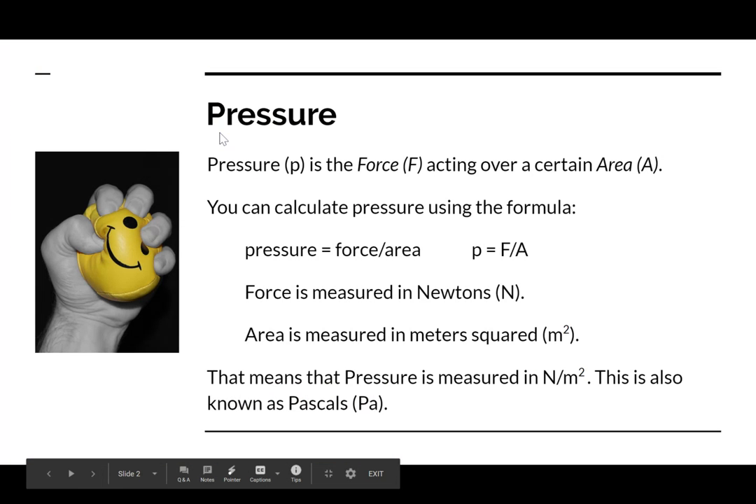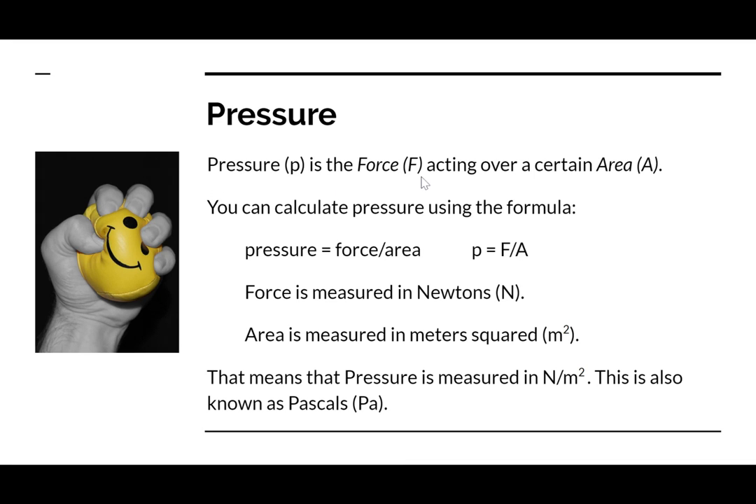So let's begin with pressure, in which pressure P is the force F acting over a certain area A. So pressure is the force acting over a certain area. We can calculate pressure by using the formula: pressure is equal to the force over area. So P equals F over A. And force is measured in newtons, which is N, and area is measured in meters squared, which is m squared.